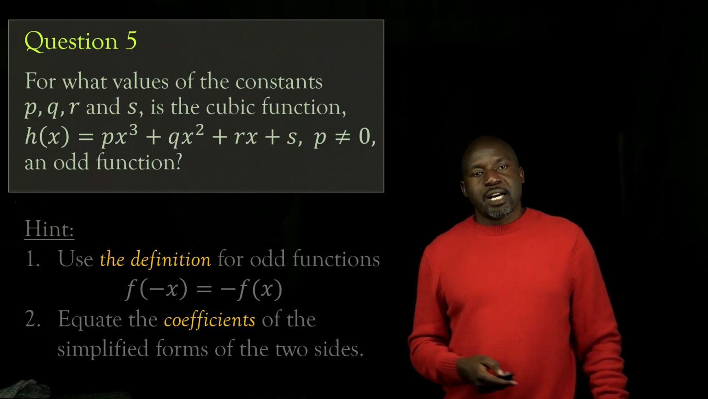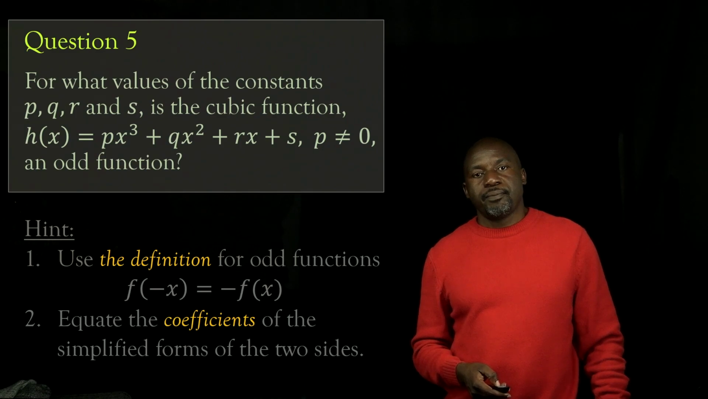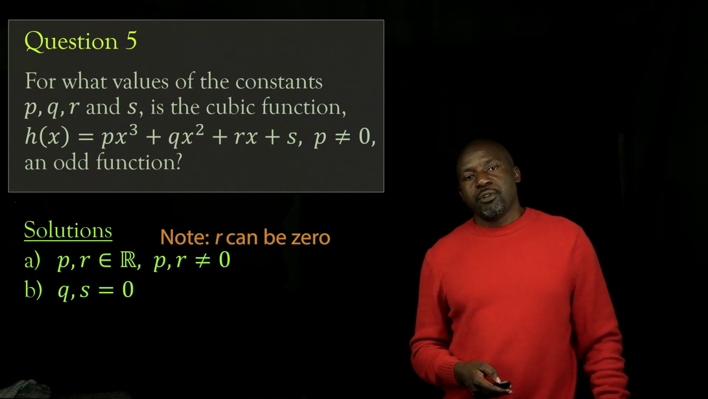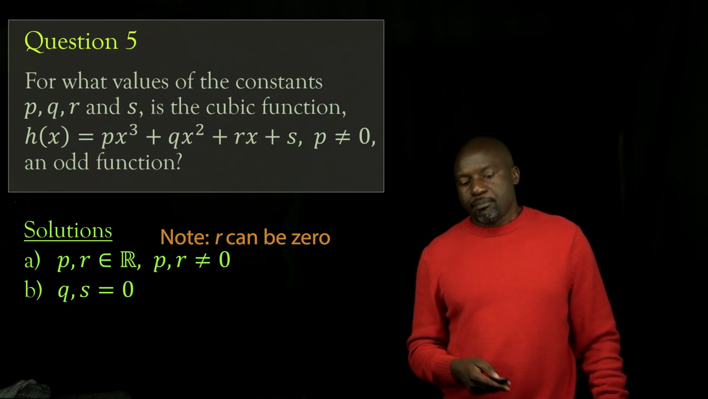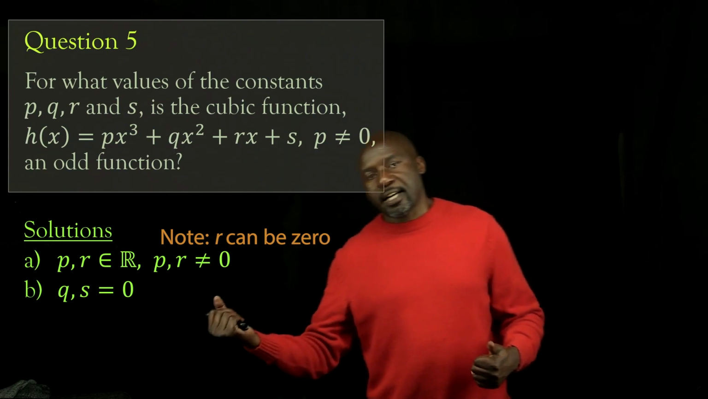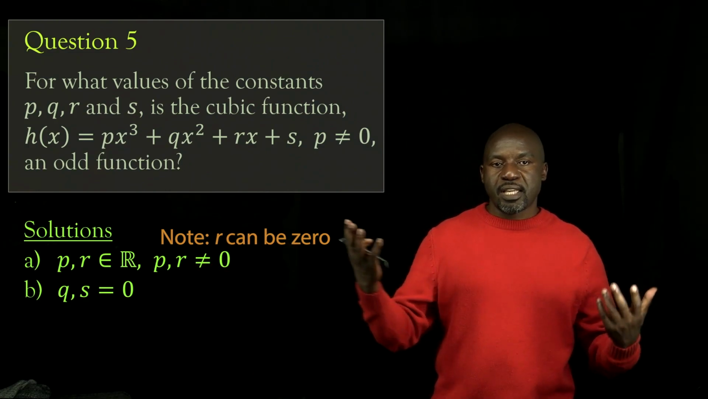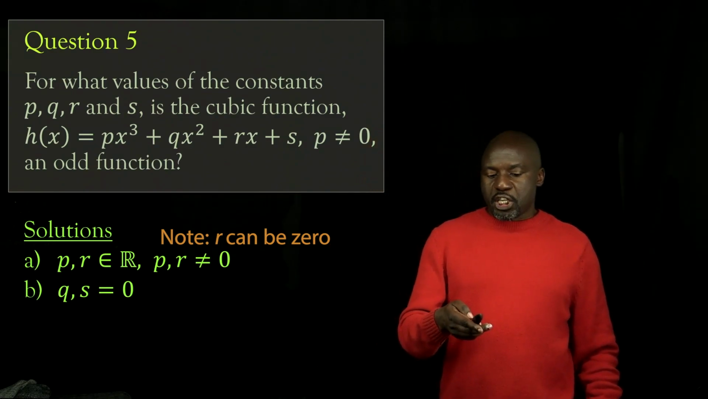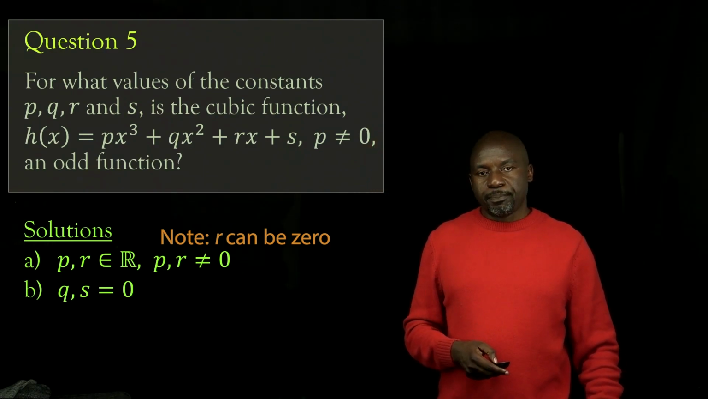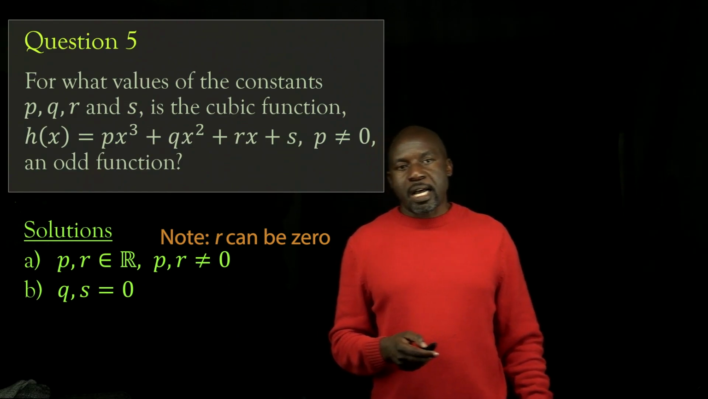Okay, assuming you've done it correctly, this should be your answer. You should be able to show that P and R are real numbers, where P and R are not zeros, while Q and S must be equal to 0. So the value of P must be a real number, the value of R must be a real number. In other words, on the left-hand side of your equation and the right-hand side, you will end up with P on this side and P on that side, so whatever they are must be real numbers, okay? But Q and S must turn out to be 0 if this is to be an odd function.